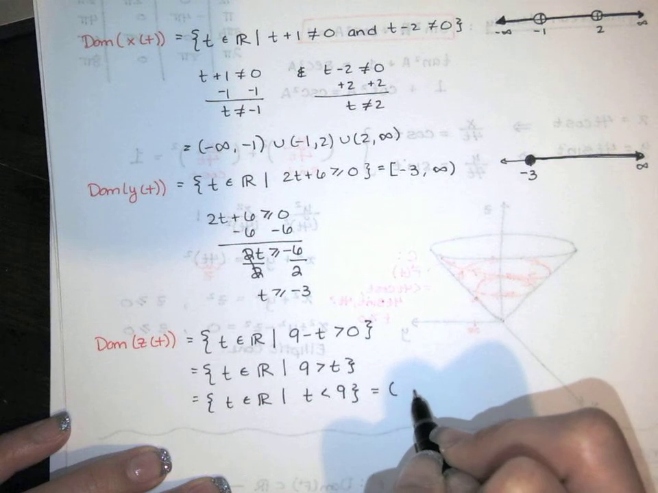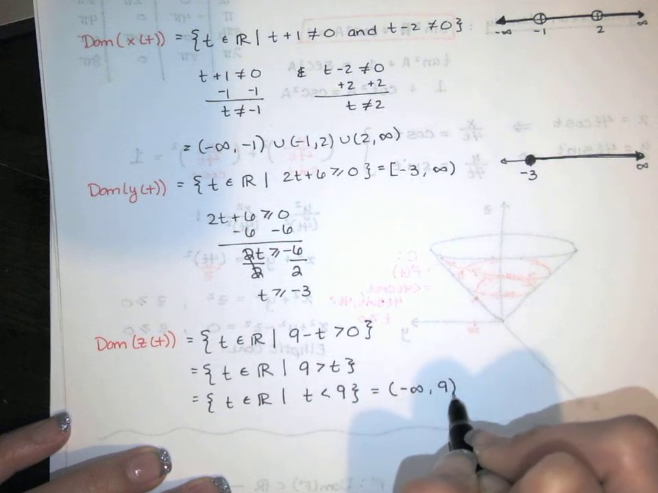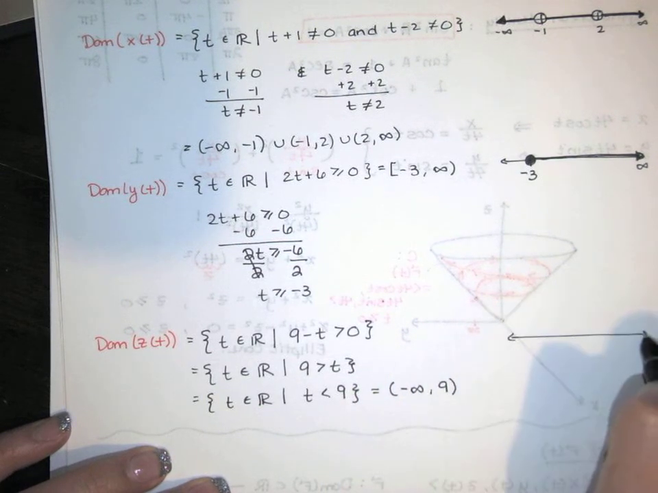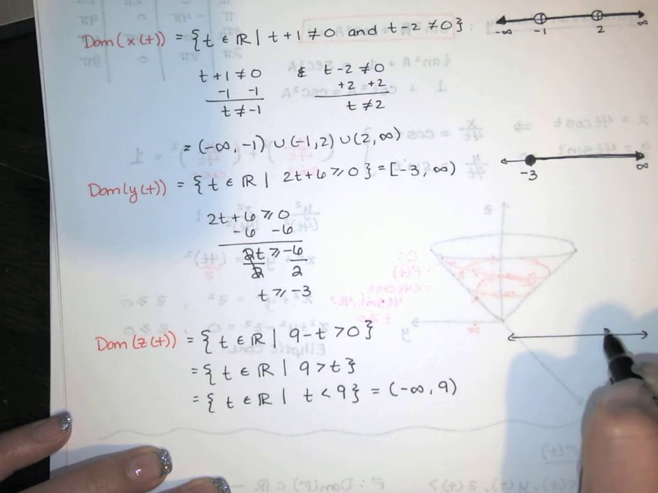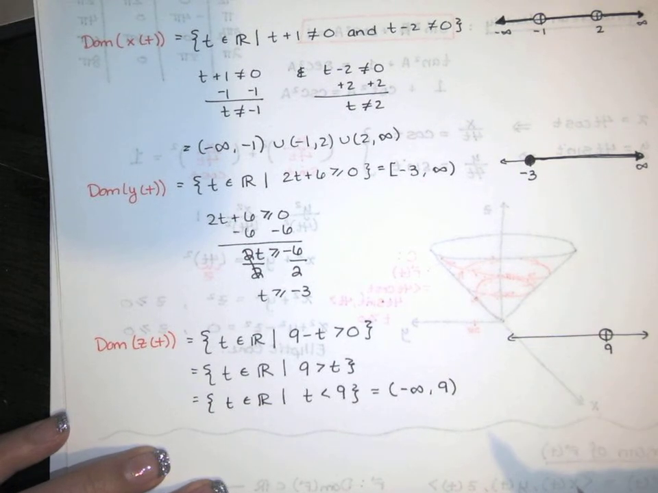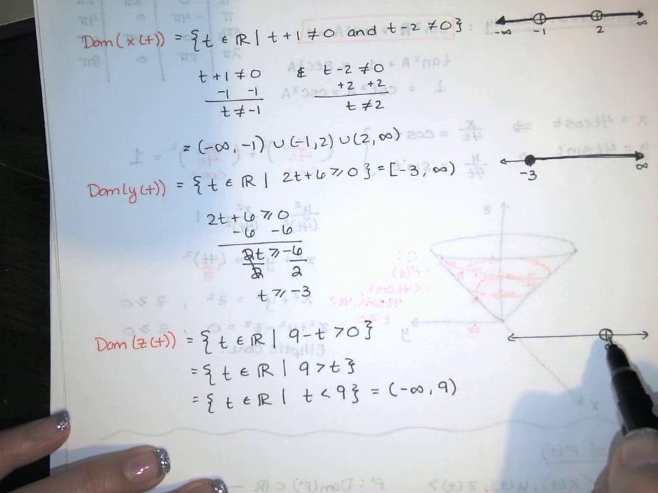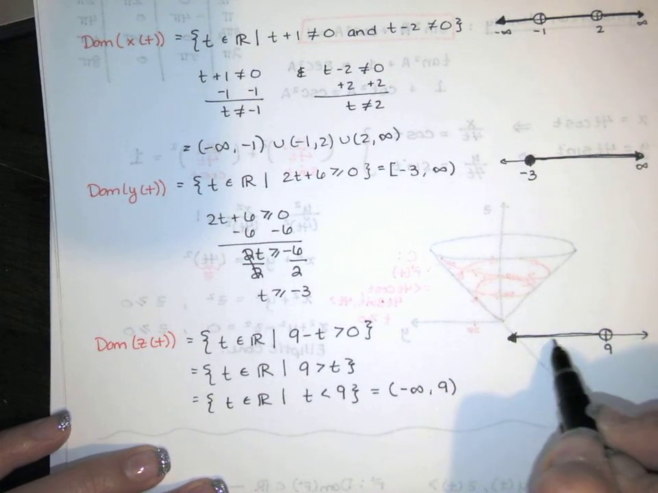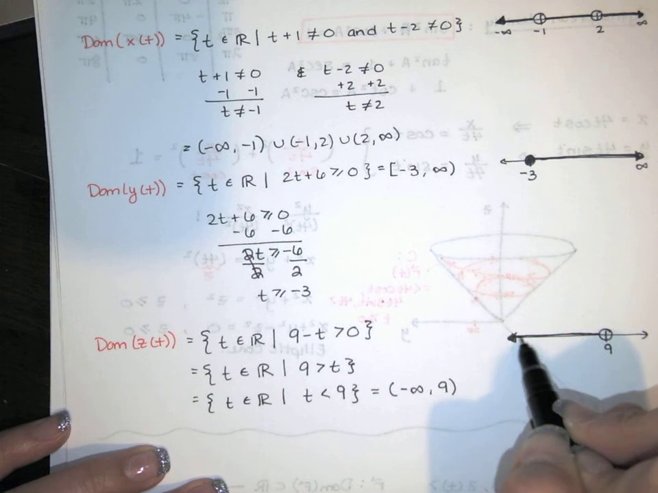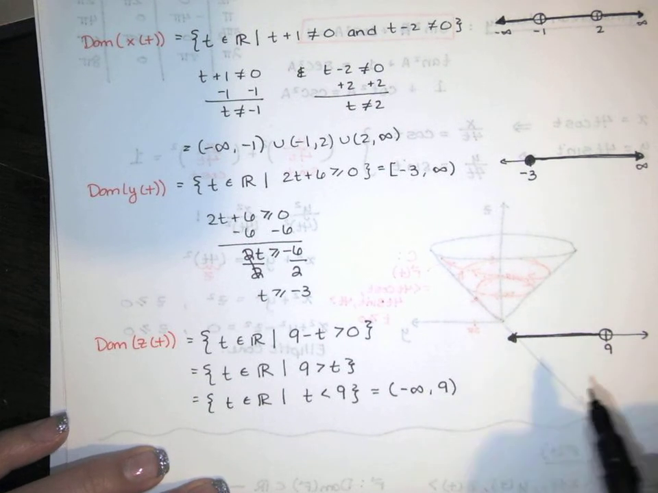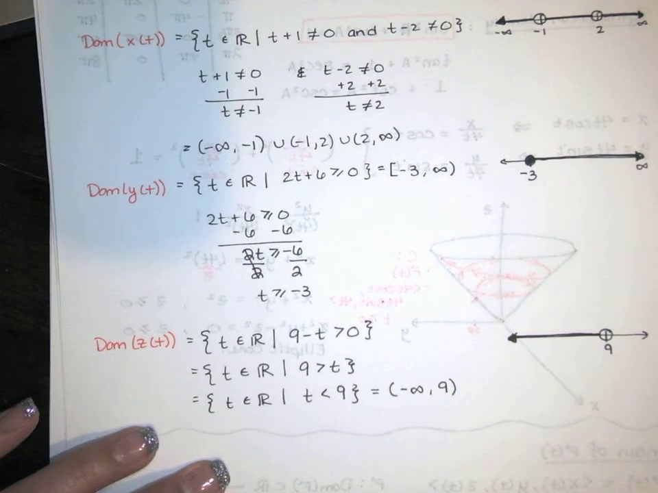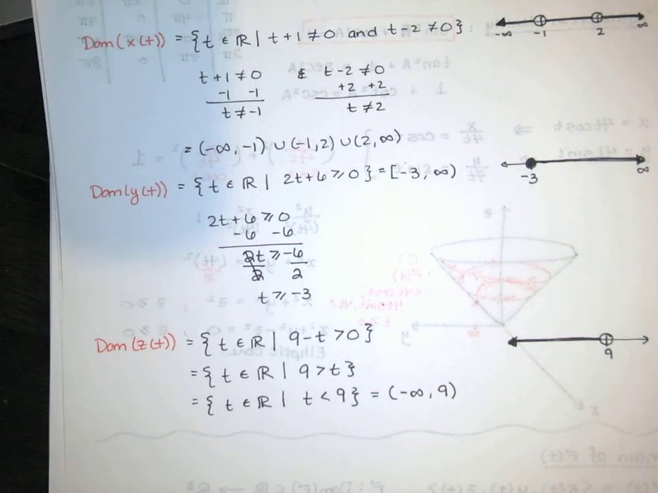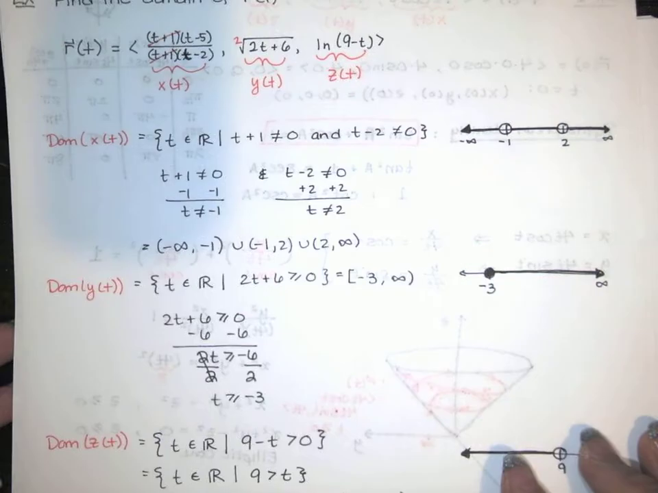So we've got the interval from negative infinity to 9, or if you prefer, you can draw it on a number line. T can't be 9 because then we'd be taking the logarithm of 0, not okay. But t can be any number less than 9, and that'd be totally fine with us. 8.99, fine. 8.999, totally cool. You just can't put in 9. Okay. All right, so now we've got these 3 domains.